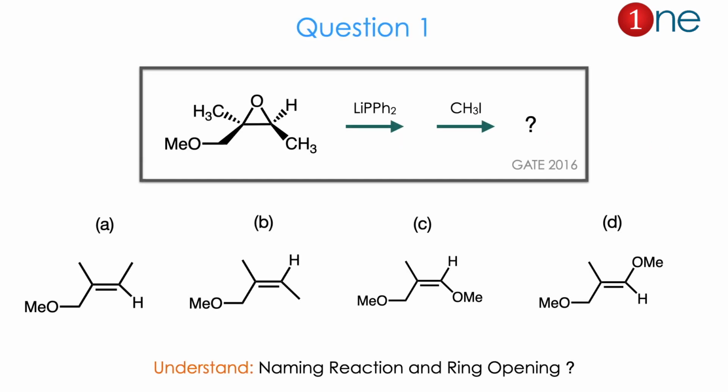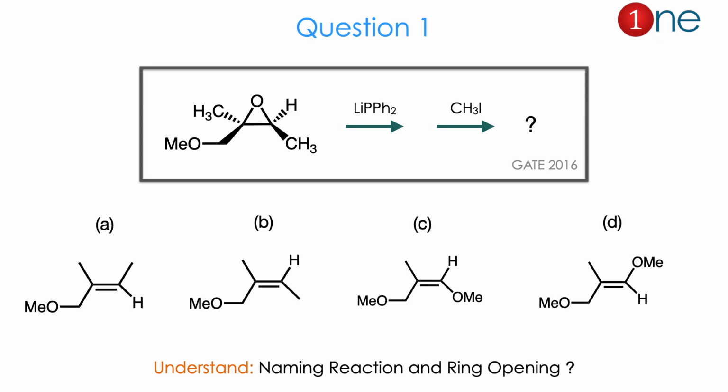Let us see the question number 1. The starting material is an epoxide which contains a trans methyl group and one methoxy group. We are using lithium phenyl phosphide and methyl iodide. They ask you to find the product. The product can be an alkene. The alkene can be cis or trans, or the new methoxy substitution in the cis and trans version. So basically the configuration of the alkene.